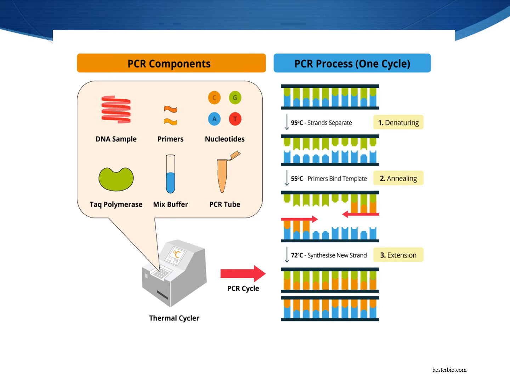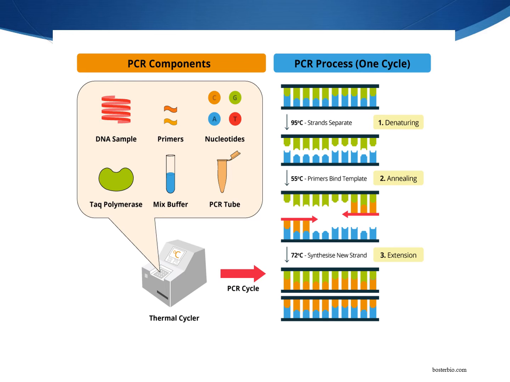So this slide will tell us the different steps involved in PCR, also the different PCR components. So we need DNA sample, primer, nucleotides, Taq polymerase enzyme, mix buffer and a PCR tube. And these are the different steps which are involved in the PCR process.